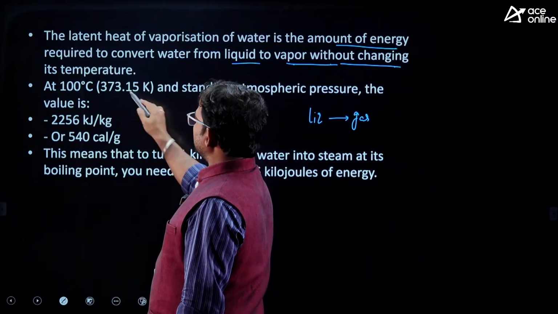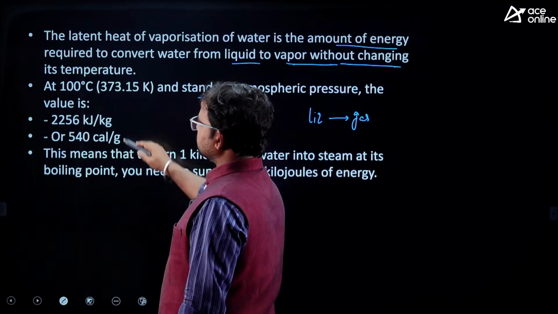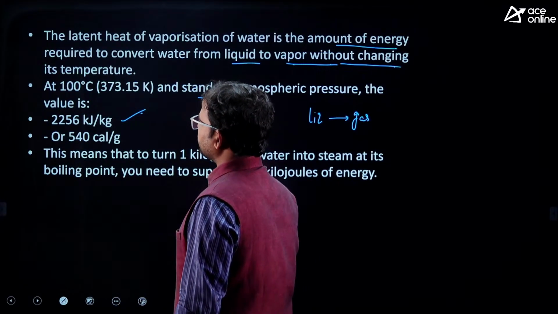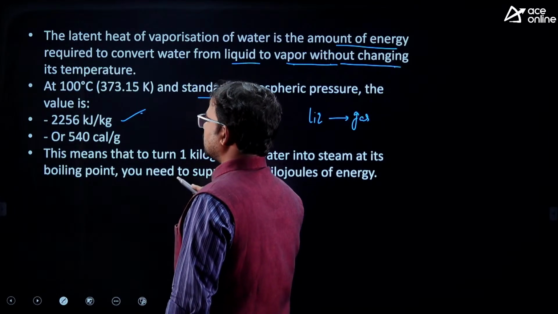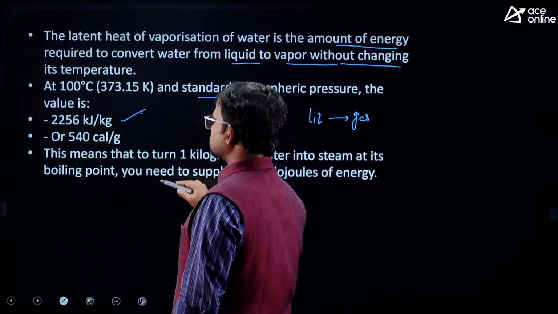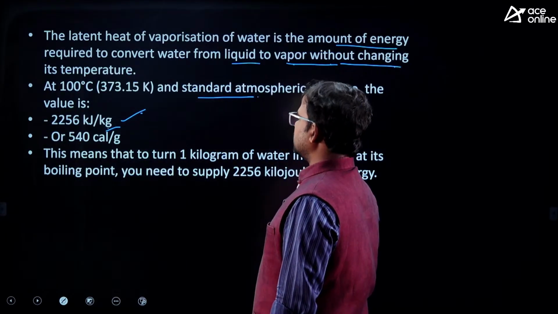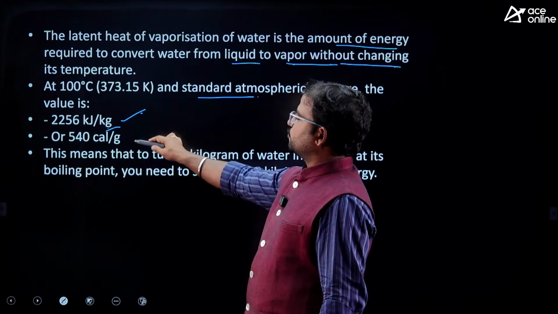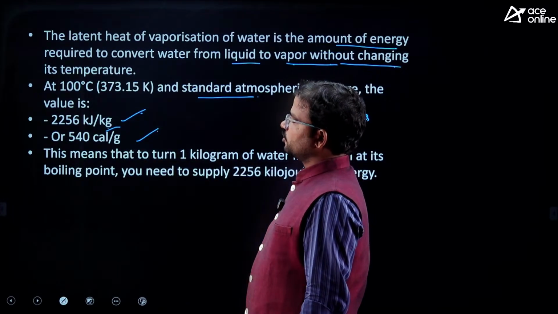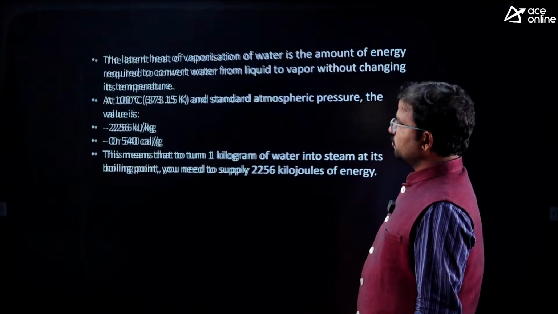Here at 100 degrees centigrade, mostly at standard atmospheric pressure, the value is considered like this. This is the latent heat of vaporization: 2256 kilojoules per kg of energy is required to convert liquid into gas, especially for water. If you consider it in this orientation, then we get 540 calories per gram.